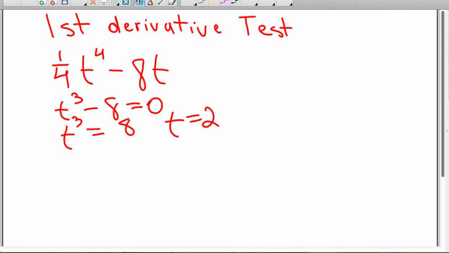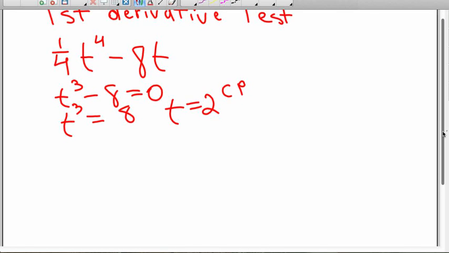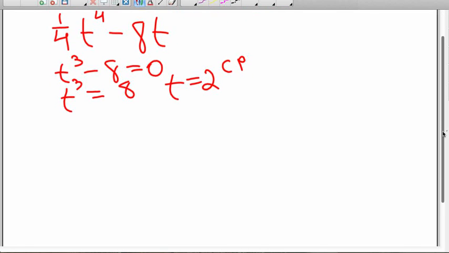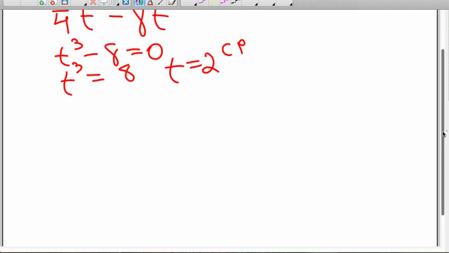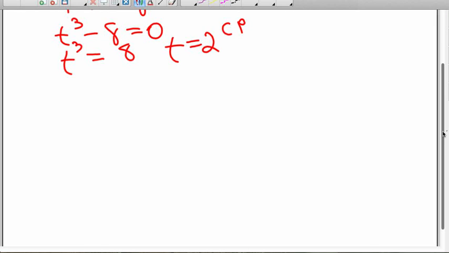So this is your critical point. I want to use the first derivative to find relative extreme. So what you're gonna do now is figure out where it's increasing. Right, so now you draw your graph. So you have your point 2 here, and you test it on each side. So we'll pick a point here, 3, and we'll pick a point here, 1.